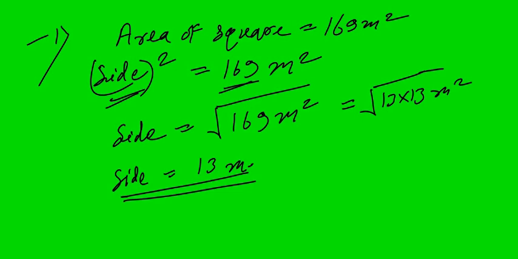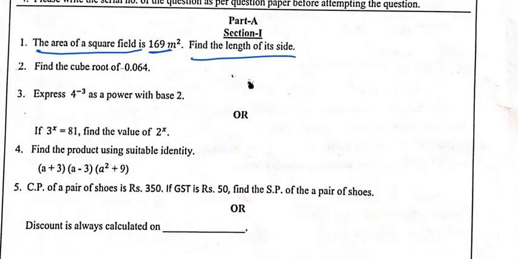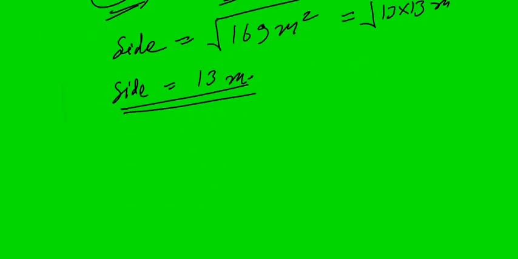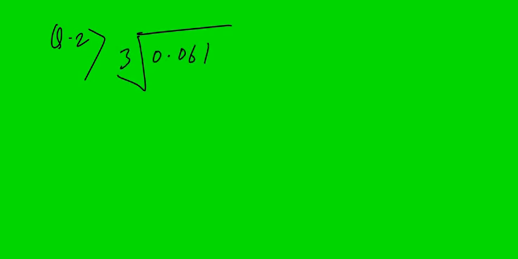Now we will see question number 2. See question number 2, find the cube root of 0.064. This is our question. So how to solve? We have to see how to solve it. So now we will go to solve question number 2. The question is given, find the cube root of 0.064. Most of the students will be confused in the decimal system.